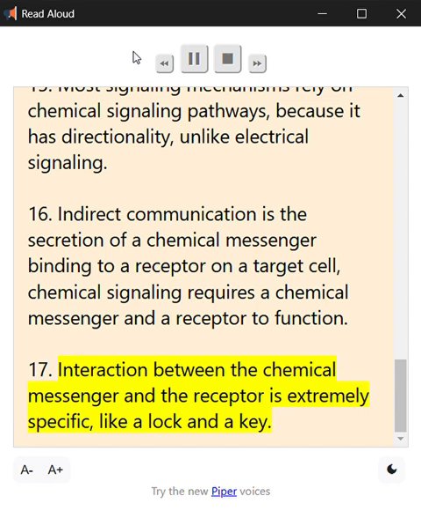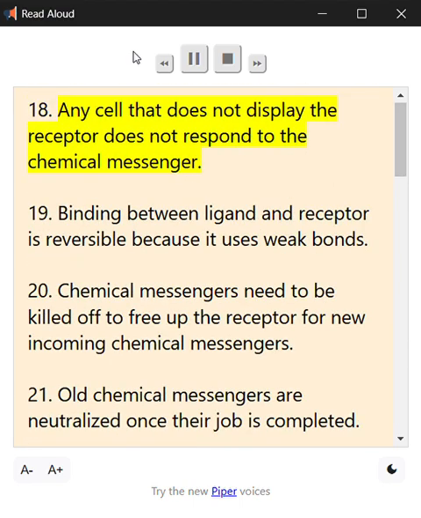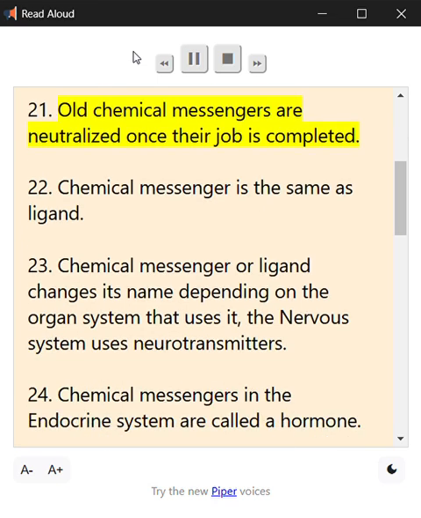Interaction between the chemical messenger and the receptor is extremely specific, like a lock and a key. 18. Any cell that does not display the receptor does not respond to the chemical messenger. 19. Binding between ligand and receptor is reversible because it uses weak bonds. 20. Chemical messengers need to be killed off to free up the receptor for new incoming chemical messengers. 21. Old chemical messengers are neutralized once their job is completed.